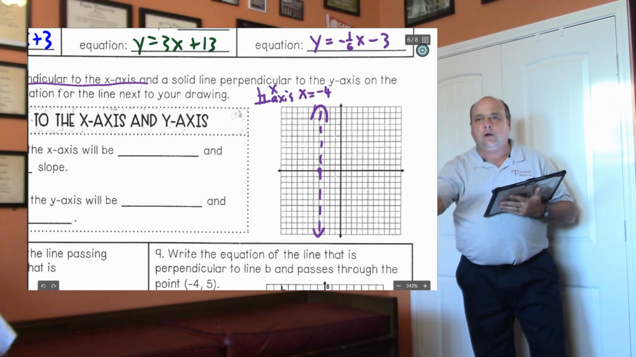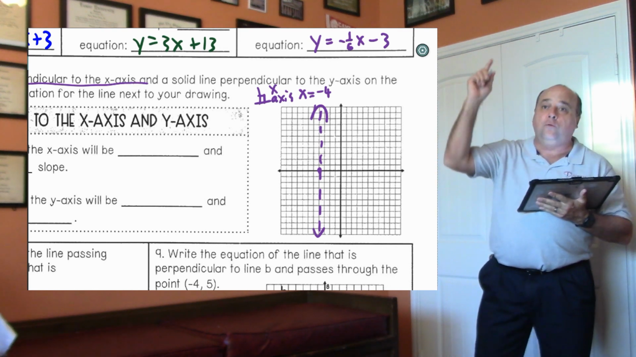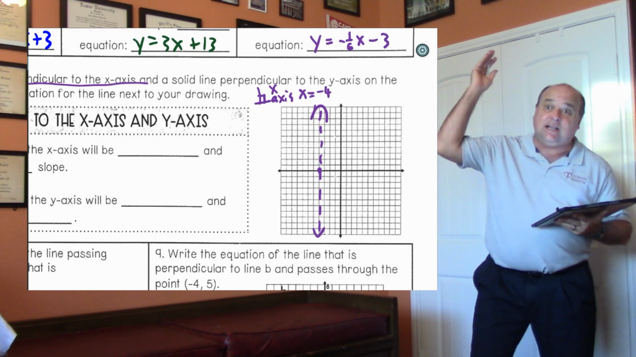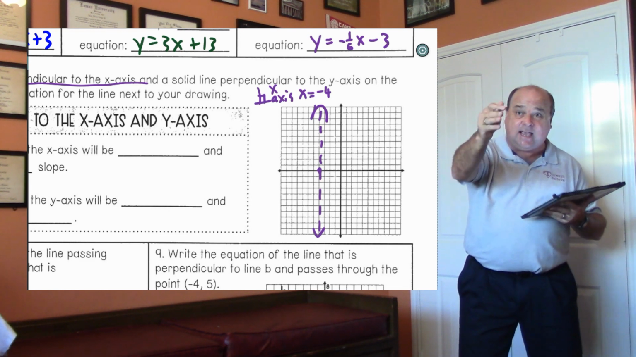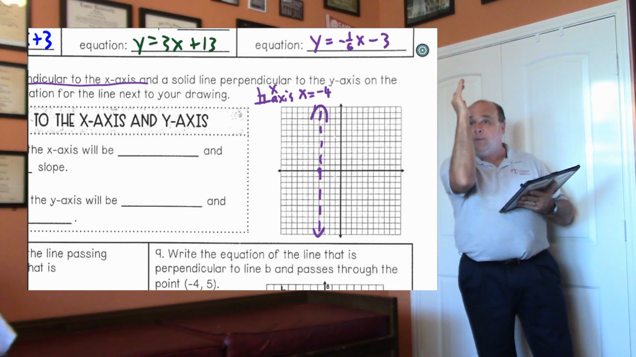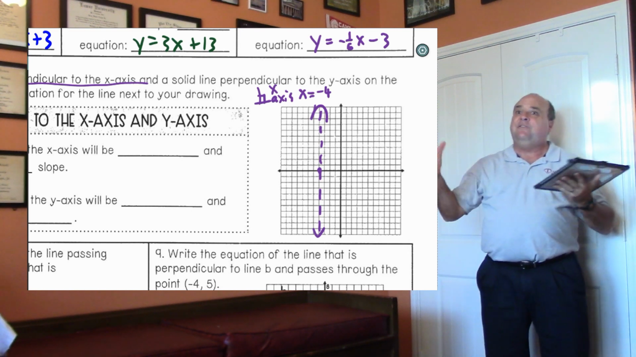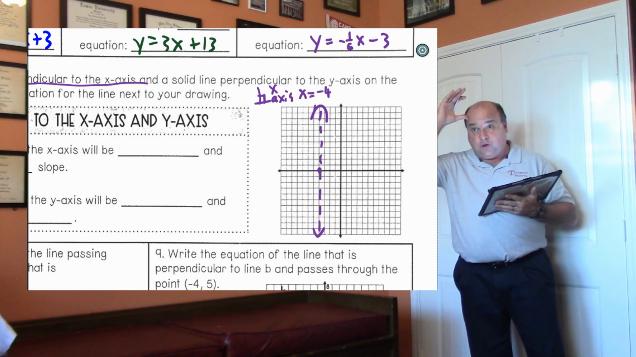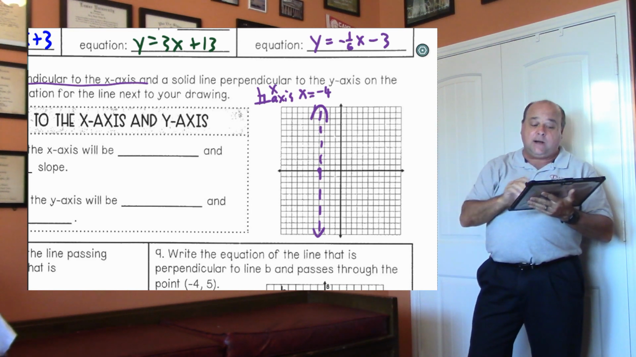Notice if it's perpendicular to the x-axis, it will go through the x-axis. That means your equation will be vertical because it's going to go through it. If it's parallel to the x-axis, it's going to be flat. This is very confusing. So you have to know this terminology.